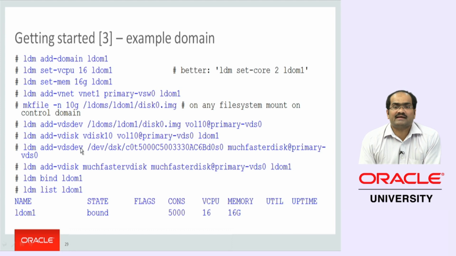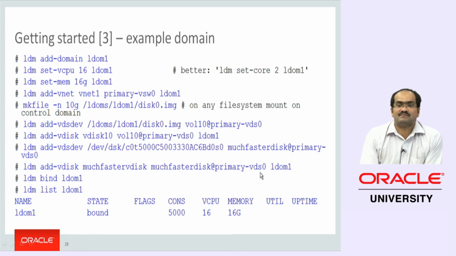The same example for a real backend device. The previous one was an image file; this is a direct physical disk or a slice, and it will be much faster than the image file as mentioned above. So I am adding this slice 0 to the VDS server as a volume named much-faster-disk at primary-vds0, and later I am adding this vdisk with the name much-faster-vdisk, which is imported inside the guest domain ldom1, and again this name is the same as the volume name which is imported to the VDS.